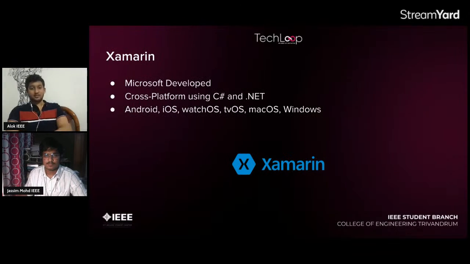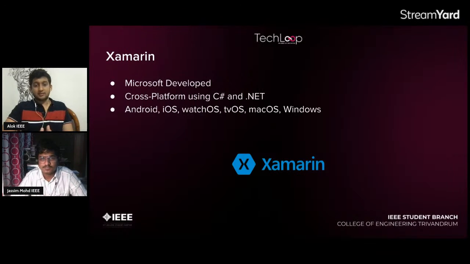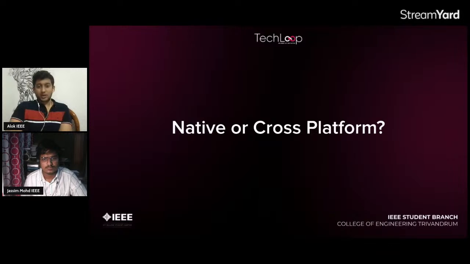So the next one is Xamarin. Xamarin is developed by Microsoft. It is a cross-platform development framework that works on C Sharp and the .NET framework. It can run apps on Android, iOS, watchOS, tvOS, macOS, and even on Windows. There are other frameworks like Apache Cordova, PhoneGap, and Ionic. All these are there.